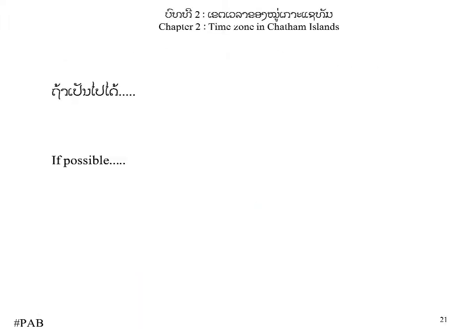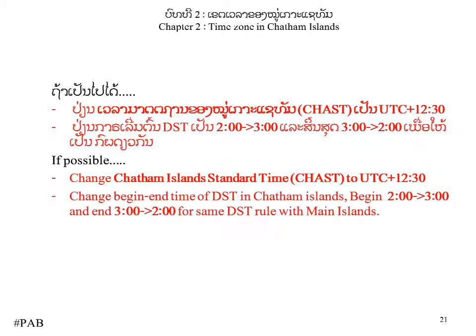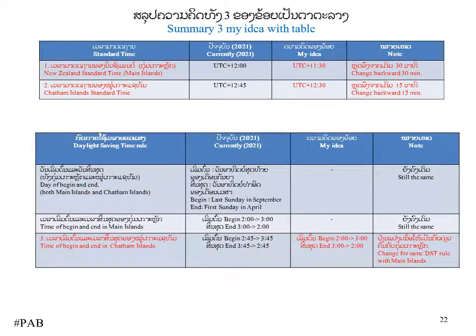If possible, change Chatham Island Standard Time to UTC plus 12 hours 30 minutes, and change the begin and end times of daylight saving time in Chatham Island: begin 2 o'clock to 3 o'clock and end 3 o'clock to 2 o'clock, for the same daylight saving time rule as the main island. In this slide, I summarize my idea with a table.